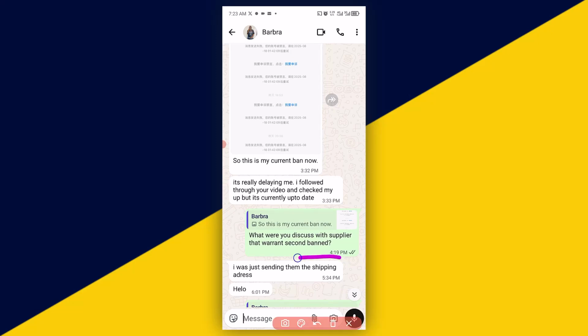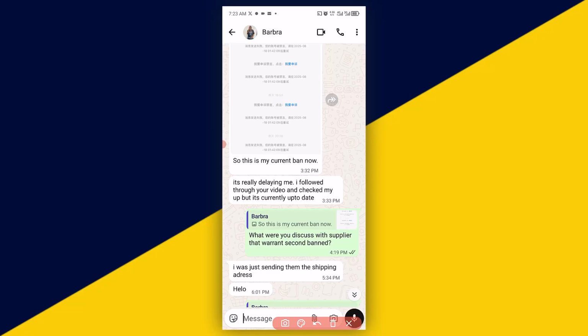And this is one of the reasons why a lot of people are getting banned on 1688. Now, whatever you want to discuss with any supplier on 1688, you should not discuss anything that has to do with a shipping address if you don't want your account to get banned. So that is one.